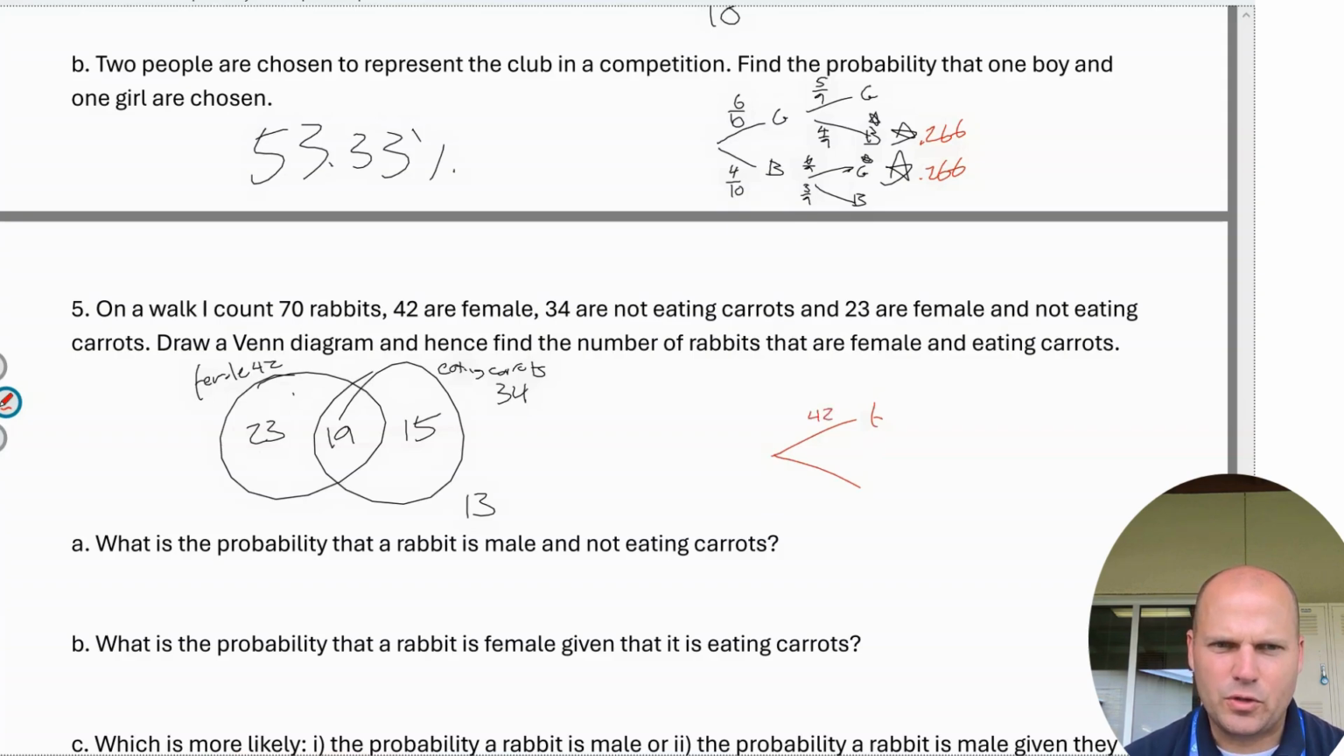All right. 42 of the rabbits are female. That means 28 are going to be male. Eating carrots, not eating carrots. We could Venn diagram this, two-way table this too. 23 are female and not eating carrots.